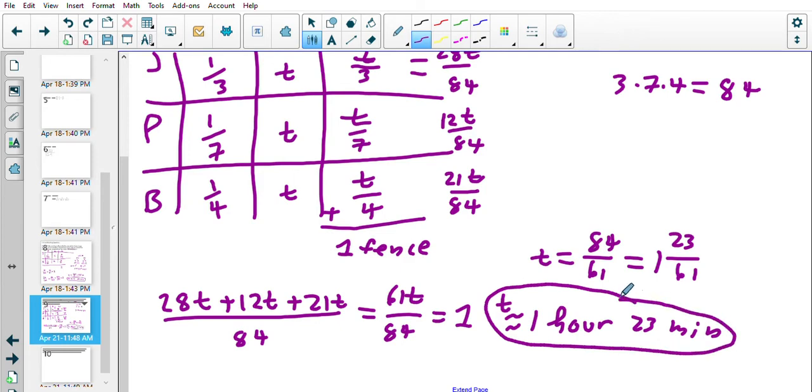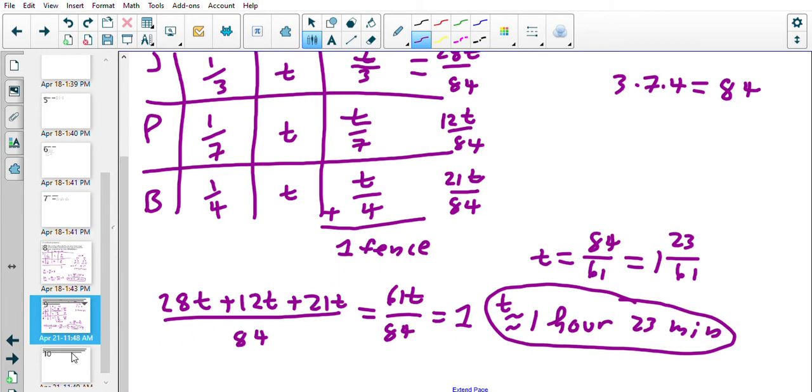If you did 23 over 61 in your calculator and then multiplied that by 60, you'd get 22.6 minutes. So we can just round it to 23. Around an hour and 23 minutes if they all work together.